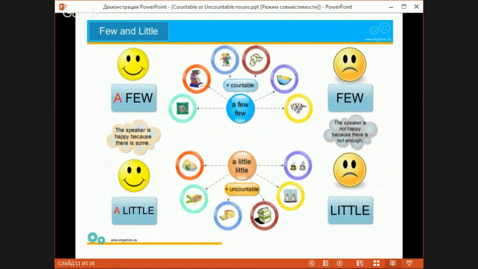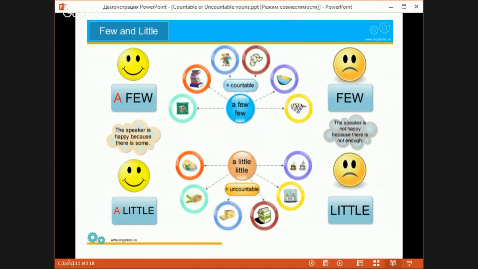Study this example. A few and a little means that the speaker is happy because there is some. It's better than nothing. You see? I'm happy because I have a few eggs or a few books. I have a few friends or a few potatoes or something. I also have a little milk and a little bread, which is already enough for me.